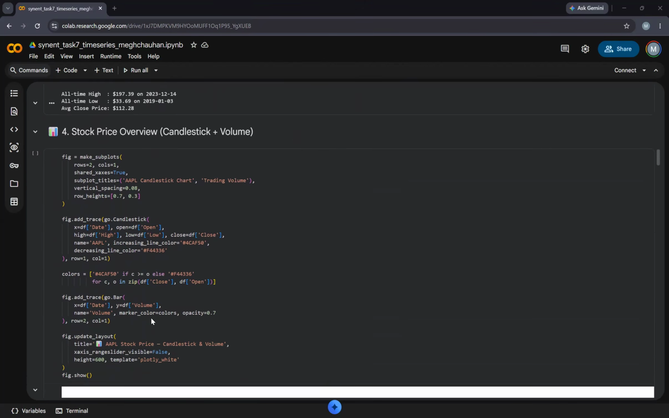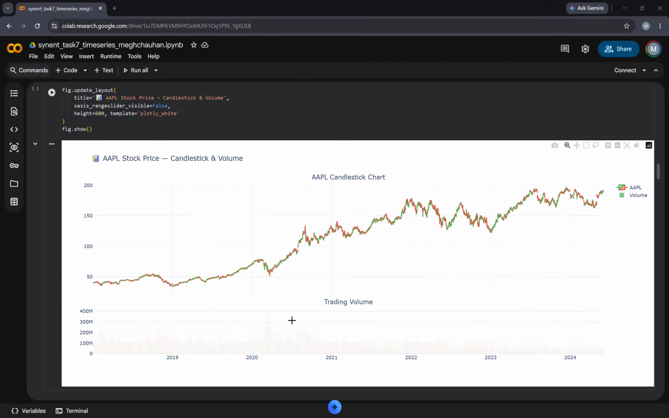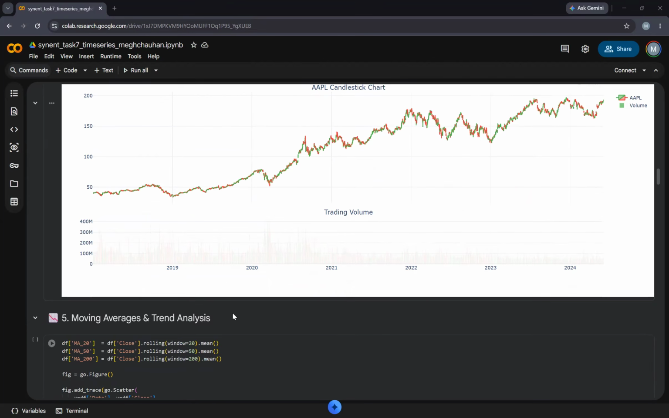Next, here is the candlestick plus volume chart. Over here, you can see the candlestick, and if we hover the cursor over it, we can see the margin as well, like right here. This is the trading volume, as such, what volumes are traded in which particular month and all.